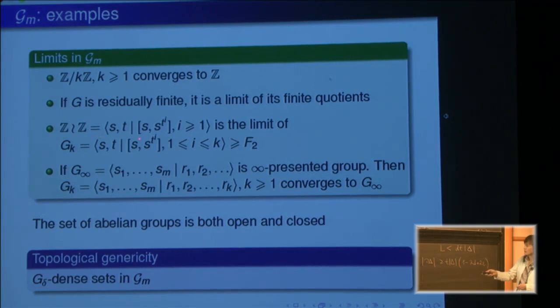But you see immediately that this group is a limit of this. Why do you see it immediately? Because your relators here become bigger and bigger in length. So if you see a ball of given radius, you don't see all the other relators. Okay. So this is a general situation.